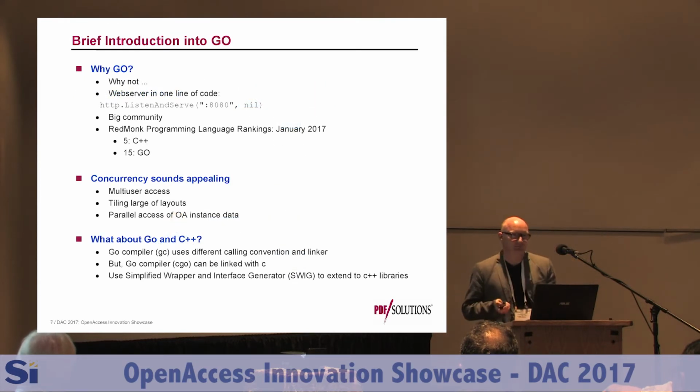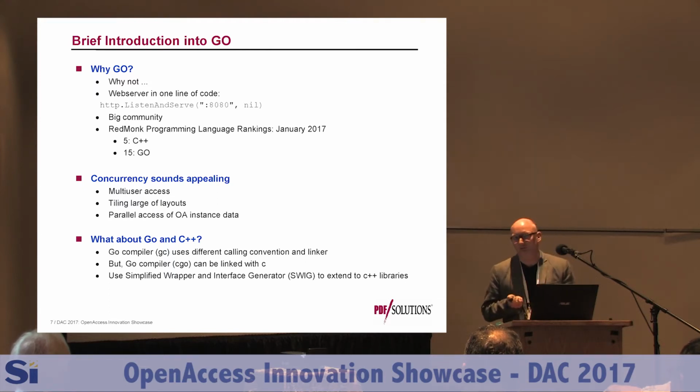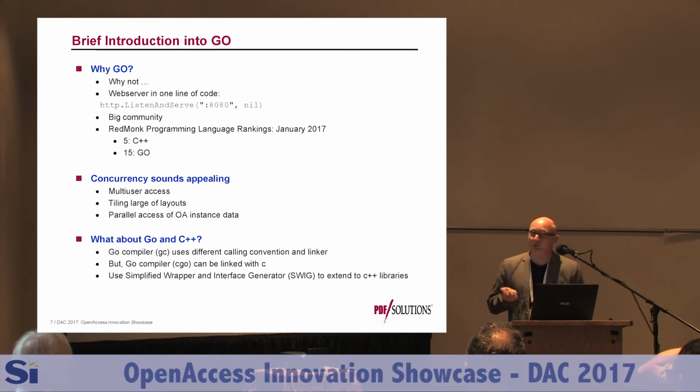Okay, why Go? Well, why not? We can do everything, right? I was intrigued that a web server you can write in one line of code. Great. One line of code, you have a web server. Done. It has a big community, I have to say. The Redmonk programming language ranking from this year says Go is number 15, so it's not too bad. C++ is 5 in comparison. Well, at least we are working on something which gets used. And if the inventor of Go, which is Google, uses it, it might be good.